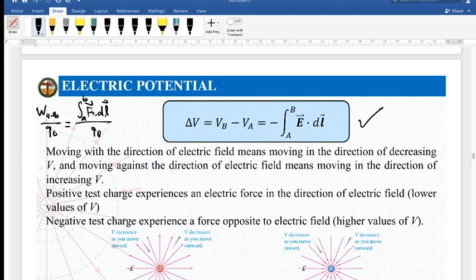So your work done by the electric force, assuming that we have a test charge but E is not necessarily constant, so we can take Q sub naught outside. Your F is actually equal to Q sub naught E, assuming that E is not constant, so we can take that outside, divided by Q sub naught. So cancel this out, so what's left is basically this one, right?